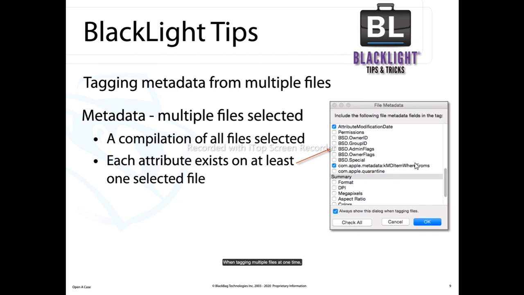When tagging multiple files at one time in your Blacklight case, you will get that file metadata window. Important note here is that it's going to show you every metadata entry from any of those files. So you could be seeing entries here that have nothing to do with one of the other files you selected. So just be careful with that when you're putting multiple files in a tag at one time. But to be fair, it gives you the option to add any and all entries from any of those files that you've tagged.